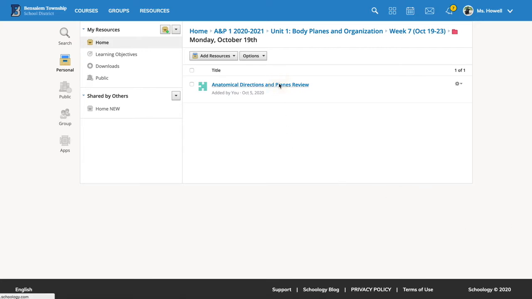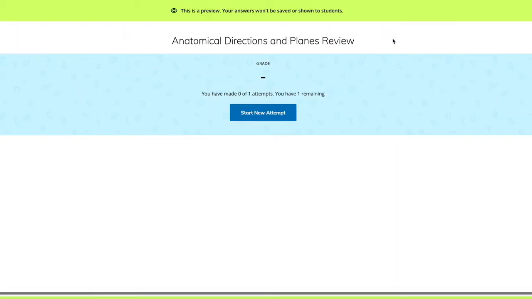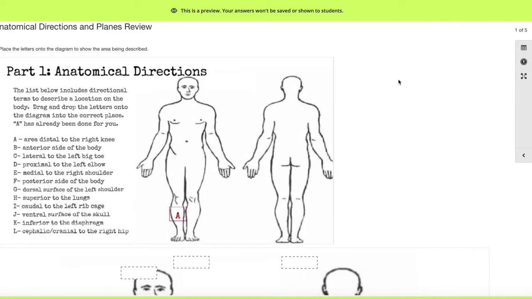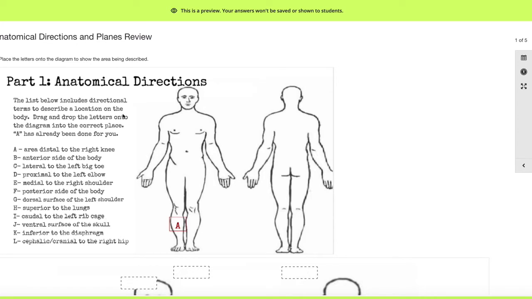It is set up as an assessment, but it's really just a review, so it gives you your grade right when you're done and you know how you did. So it's 25 points altogether. Your first part is what you see right here. You've got this picture, so you're going to need to use the information here.